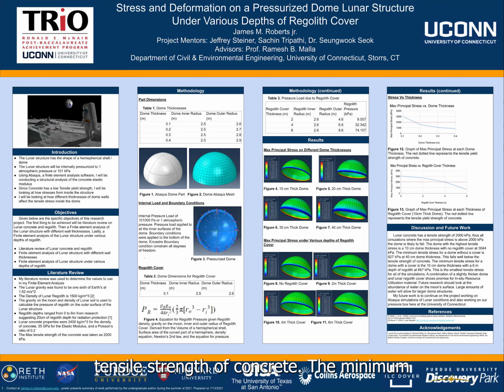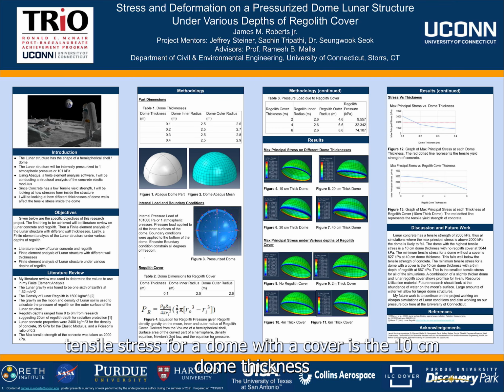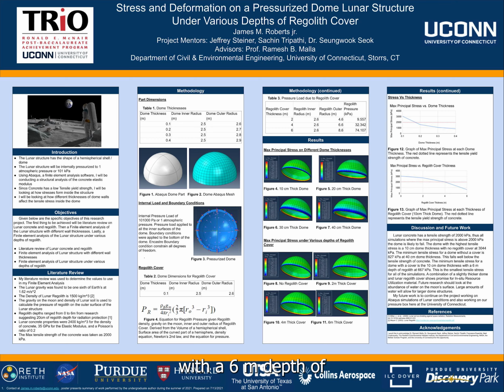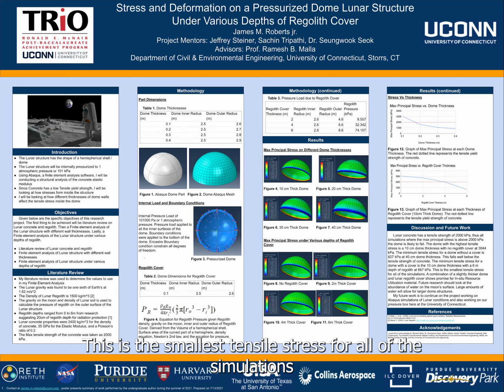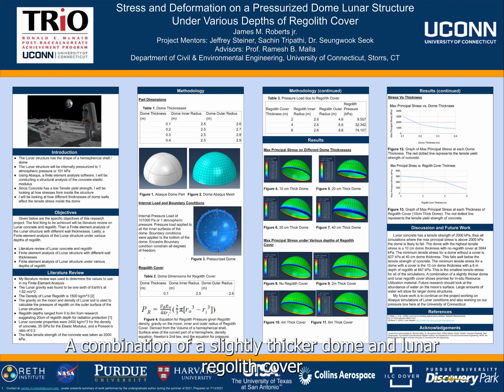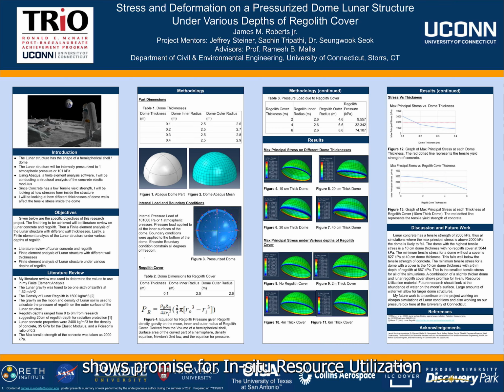The minimum tensile stress for a dome with a cover is the 10 centimeter dome thickness with a 6 meter depth of regolith at 667 kilopascals. This is the smallest tensile stress for all of the simulations. A combination of a slightly thicker dome and lunar regolith cover shows promise for in-situ resource utilization material.